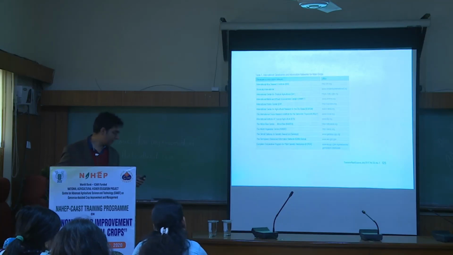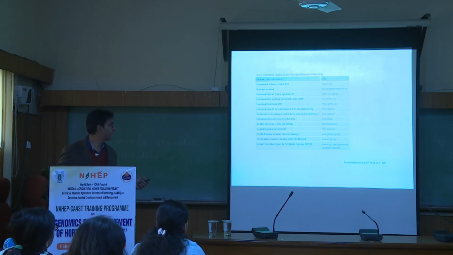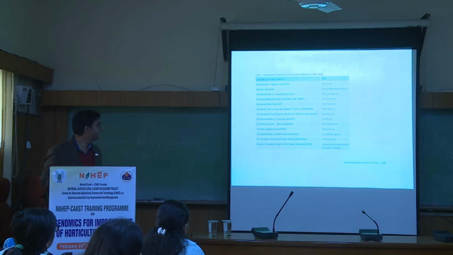So this I got from somewhere, that these are the international gene banks and information networks for main crops. I have taken it from Trends in Plant Science. If you see here, there are International Rice Research Institute, Bioversity International, CIAT, you must have heard about all those things, CIMMYT, CIP, ICAR-IARI, ICRISAT, IITA, WARDA, AVRDC. We need this if people are from vegetable science. Global Gateway for Genetic Resources Genesys, GRIN, ECPGR.